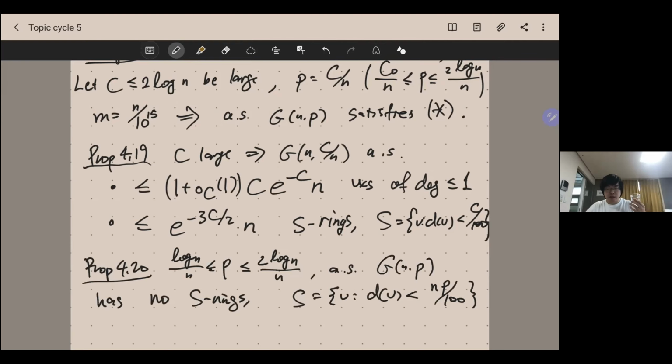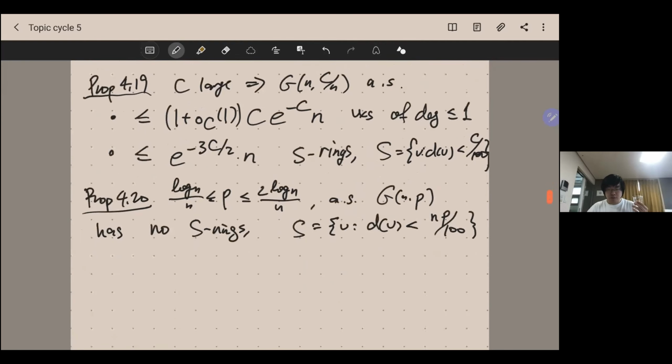So 4.20 says that when p goes above log n over n, S ring almost surely does not even exist. This is a good time to point out a remark: when p is above log n over n, the only obstruction to Hamiltonicity is not S ring anymore. Before there were two obstructions. We need to get a large expander. We need to remove vertices of degree at most 1. We need to remove S rings. But now there are no S rings.